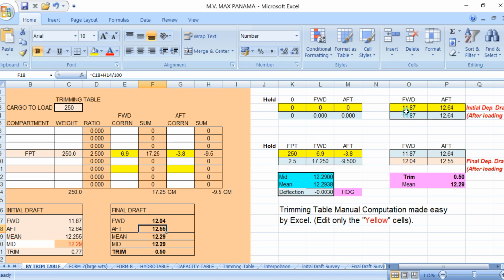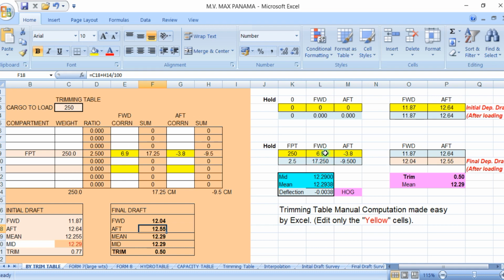So maintain the initial drop, 11.87 forward and 12.64 aft. So we bring this down, then we will load 4 peak of 200 metric tons. Divide this by 100, you will get 2.5. So to get the correction, forward is 6.9, put it here, and correction aft is negative 3.8. So this is the correction forward and aft.